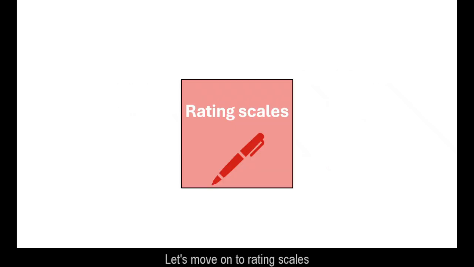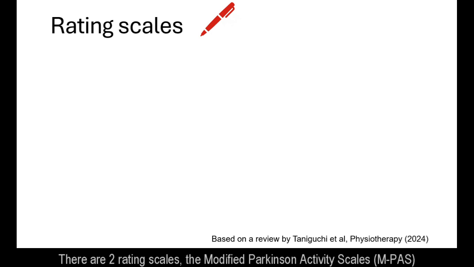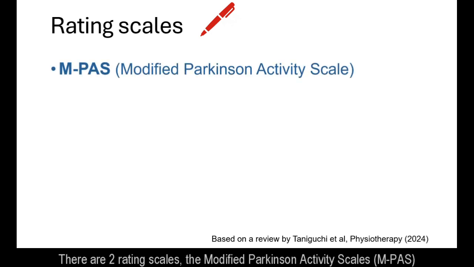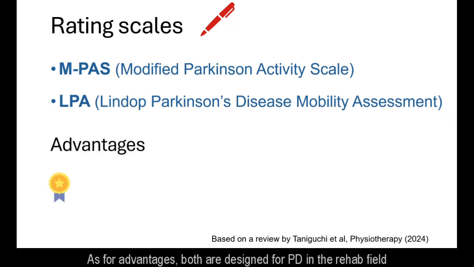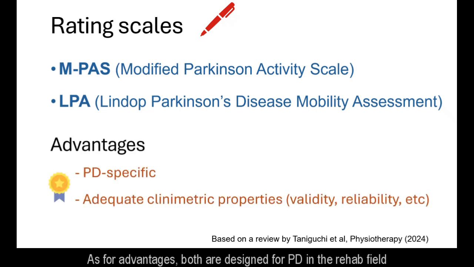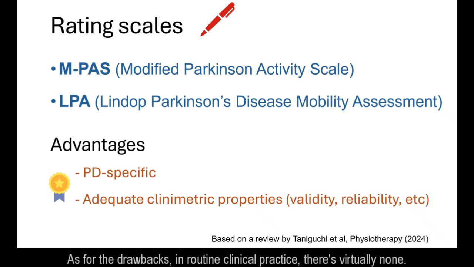Let's move on to rating scales. There are 2 rating scales, the Modified Parkinson Activity Scale, or MPAS, and the Lindop Parkinson's Disease Mobility Assessment, or LPA. As for advantages, both are designed for PD in the rehab field and have good concurrent validity and high inter-rater reliability and so on. As for the drawbacks, in routine clinical practice, there's virtually none.